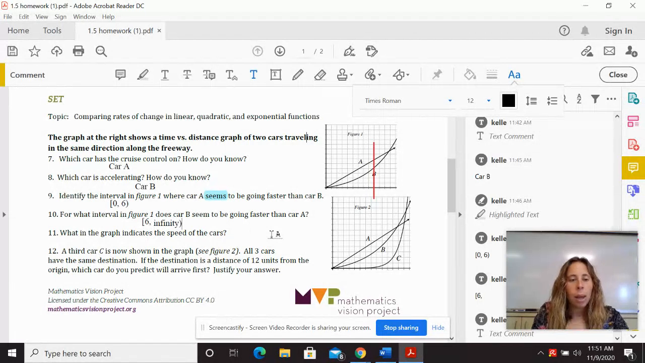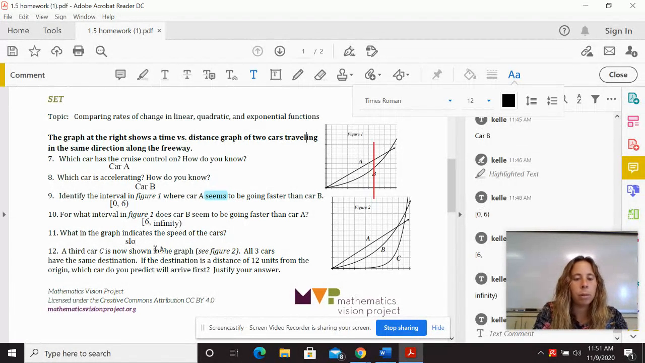All right. What in the graph indicates the speed of the cars? Oh, I've been talking about that. It's the slope. Slope, or you can call it the rate of change. So A has a constant rate of change and B's is changing because B is an exponential.